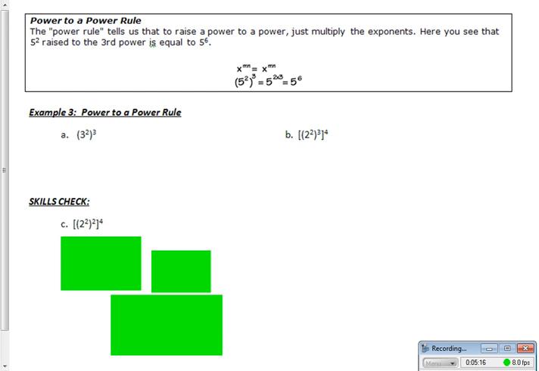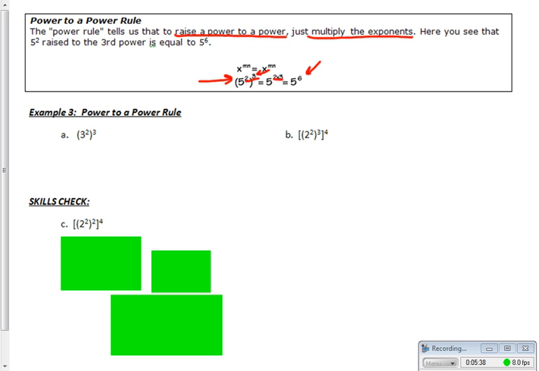Next rule we're going to cover is the power to a power rule. Basically what this says is when you have a power raised to another power, you multiply your exponents. As here, you have 5 to the 2nd, it's raised to the 3rd power. When you have that power to a power, you multiply those together. So we get 5 to the 6th power.